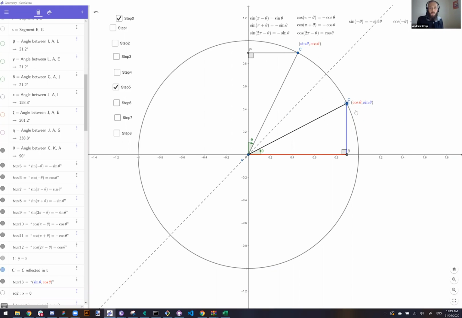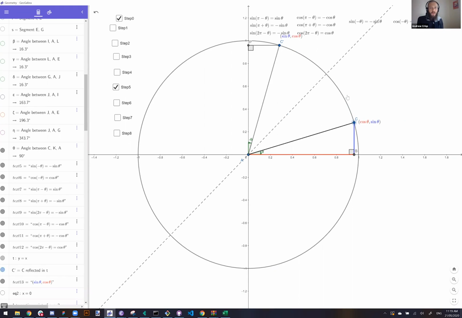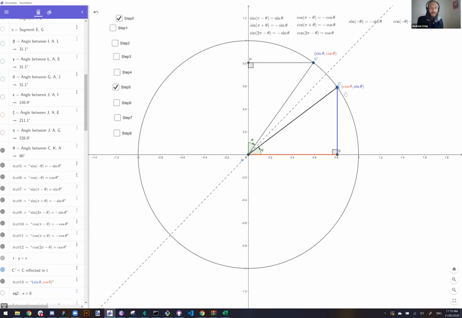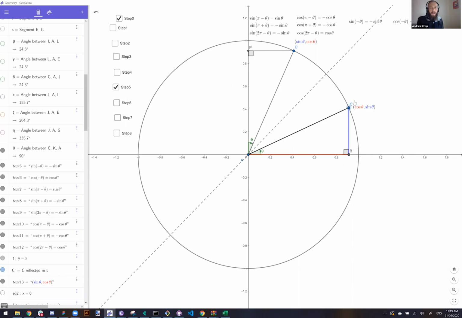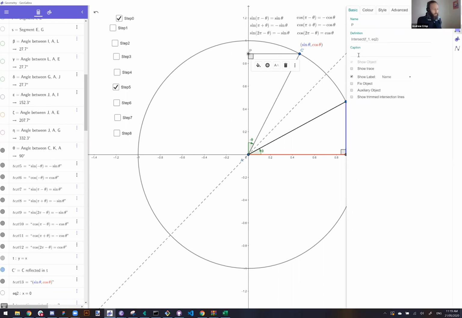So as I move this point around, you can see how the triangle is moving over on the other side. Okay, I've labeled this point C prime. It's the point that I get when I reflect it. And this point here should really be labeled B prime. So I'm just going to fix that up quickly.